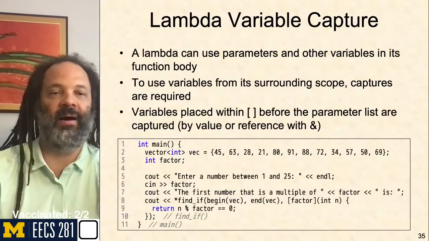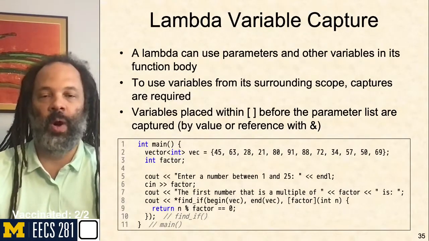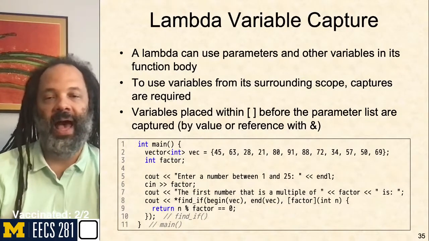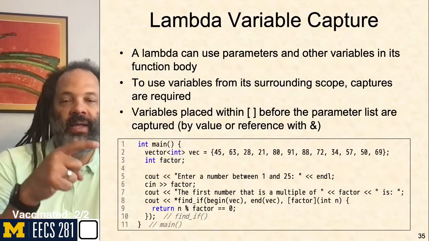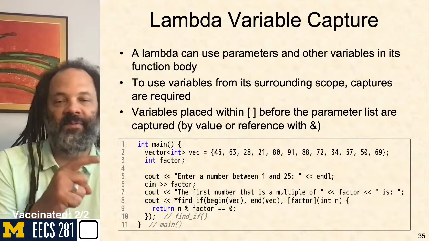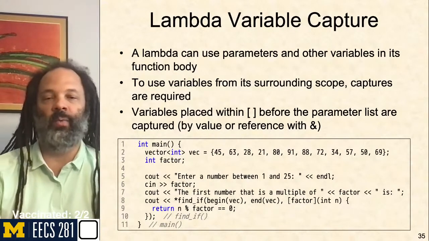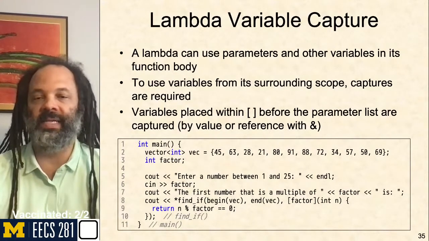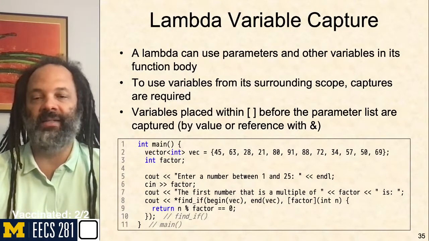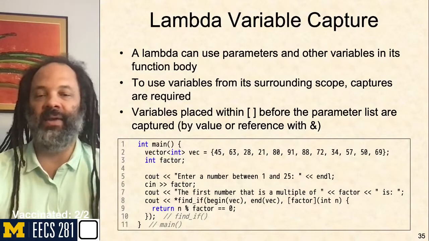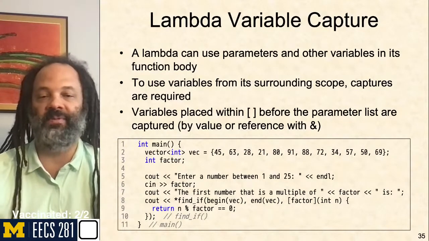This slide talks about variable capture when I want to have some information here. So in this one, I've got a vector declared in line 2, and I've got some factor, which is an int there. And what we're looking for is some number. That's what the cout and cin of lines 5 and 6 do. They say, give us a number between 1 and 25, and cin reads that into this variable named factor.